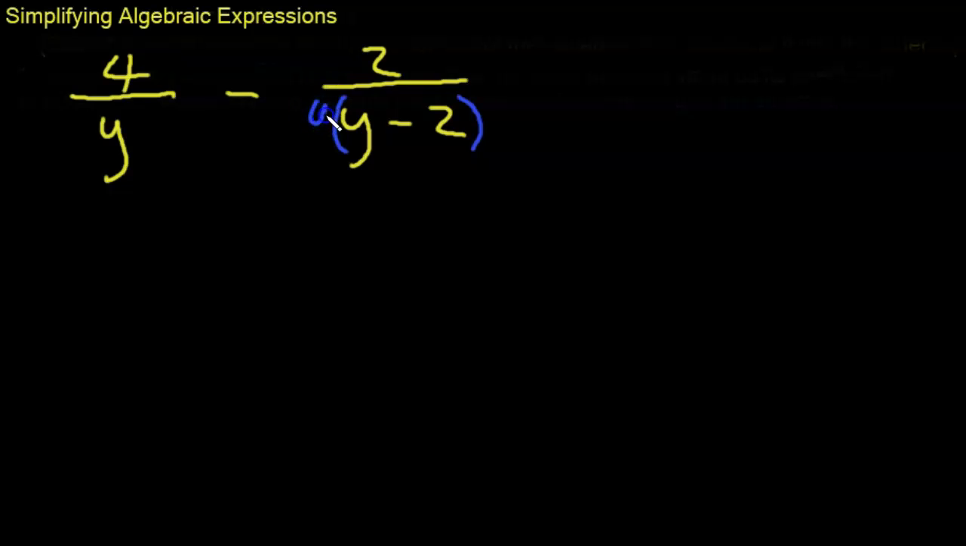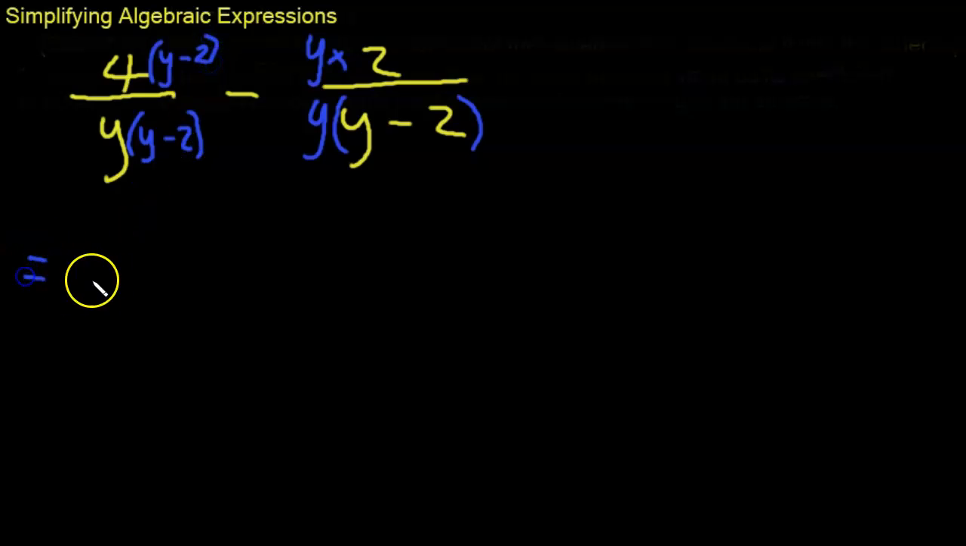Now if I multiply the denominator by y, I also need to multiply the numerator by y, as we know by now. Now I need this denominator to be the same as this, and what can I do to make it the same? Yes? Multiply it by y minus 2. Which means I have to do the same thing to the numerator. Whatever I multiply to the denominator, I have to multiply the same thing to the numerator.